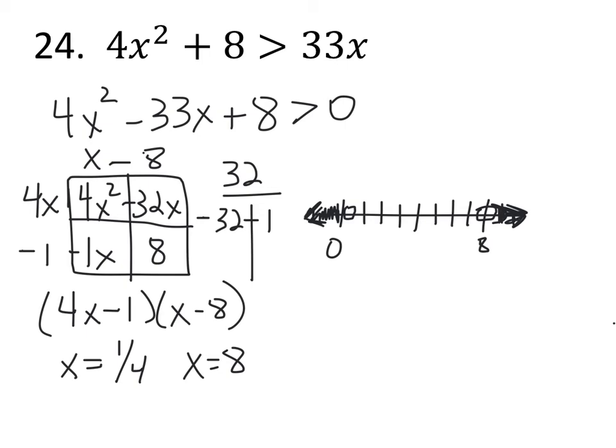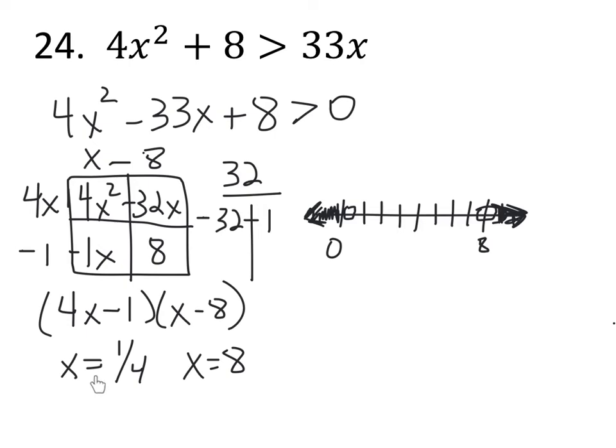Then I factor them out. The thing that these two boxes have in common is the x. This one 8, this one the 4x, and this one just a 1. These both have to be negative. So my two factors are 4x minus 1 and x minus 8. Then I set them equal to 0 and solve for x to get my critical points.